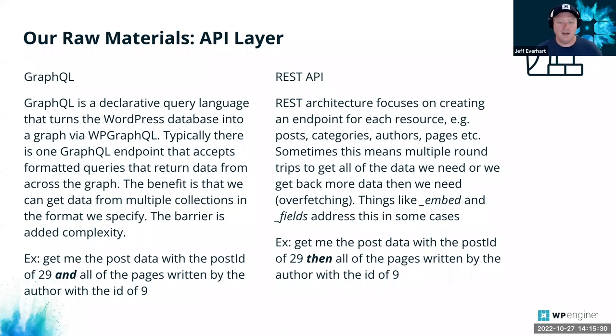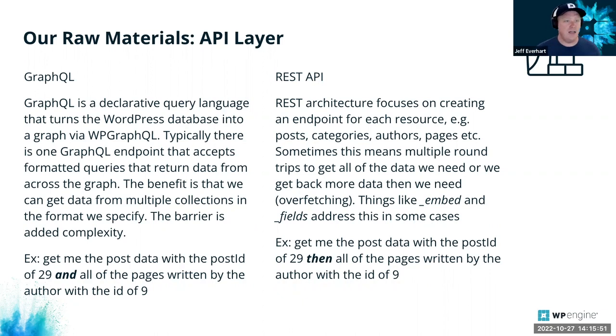An example down here is I would need to do two requests if I wanted to get the post data with the post ID of 29 and then get all the pages written by the author with the ID of 9. That's the same author that wrote this post. I want all the pages they wrote too, right? I'm going to need to make two separate requests because those are two separate endpoints. We've got posts, we've got pages. You can't really mix collections with REST.